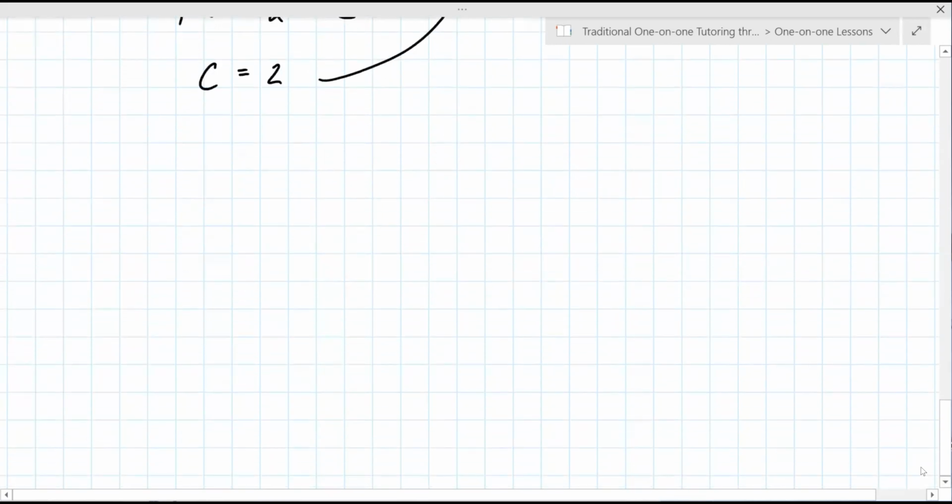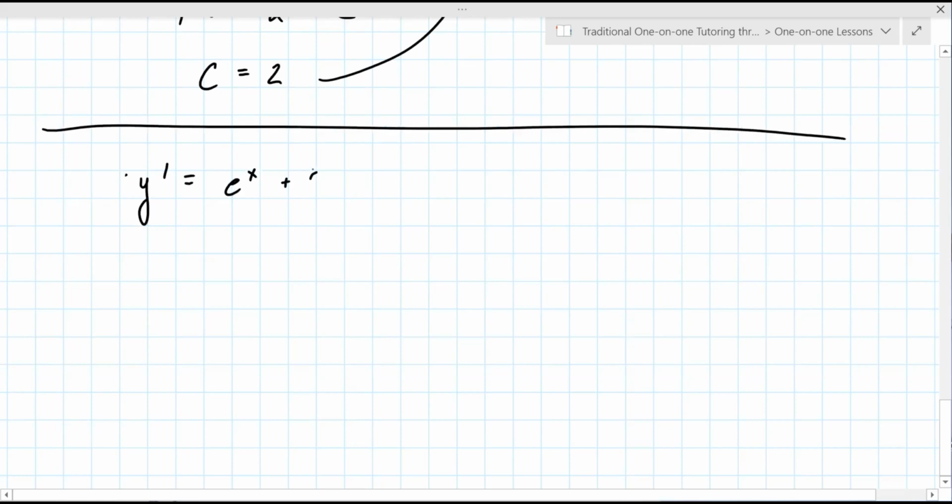Okay, now let's see what other notation they could use. They could say y prime equals e to the x plus 2, oops, plus 2x. And I could tell you that y of 0 equals 1. So this time y prime, I've given you a few variations. These are all the same, whether you see one or the other.